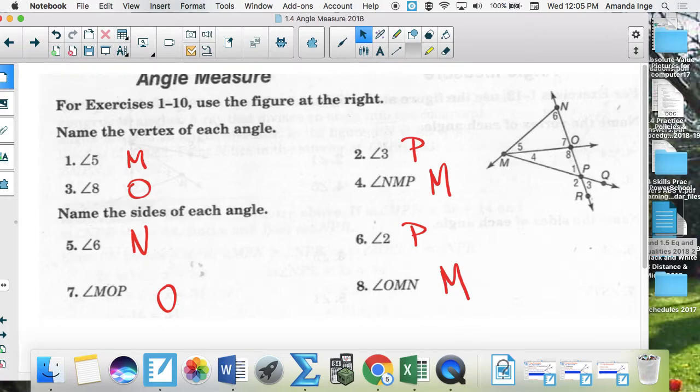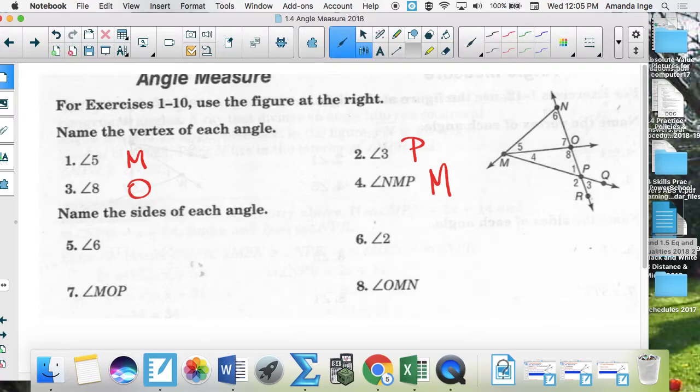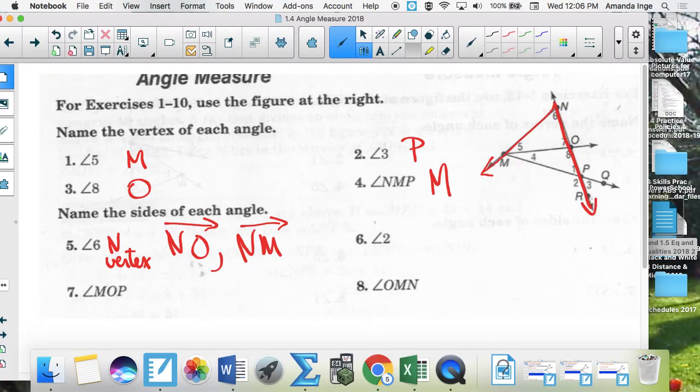But now let's talk about the sides. The sides on angle 6: you want to start the sides with the vertex. That's one reason I said N was the vertex. So you want to start with N and go in what direction? O. And then N goes to M. If this is angle 6, then those are the sides. I used O, you could have used P or R, but I used O because it was the first one. Those are the sides of the angle.